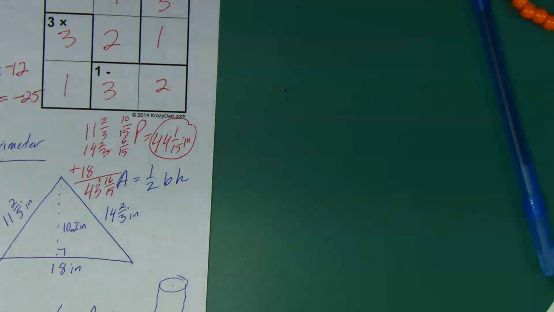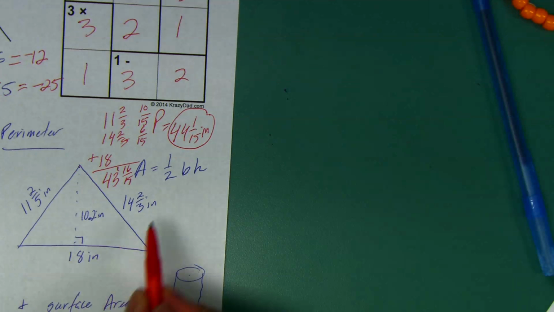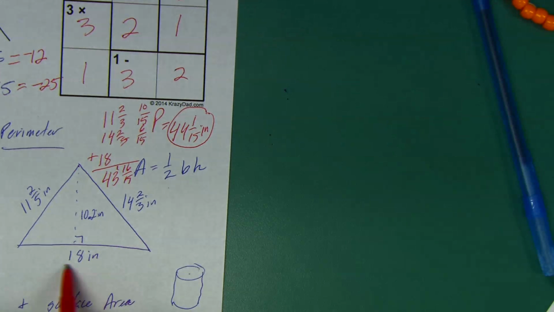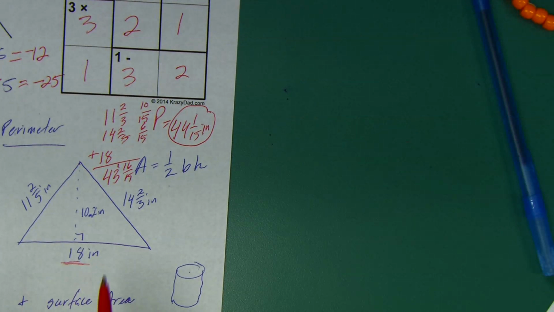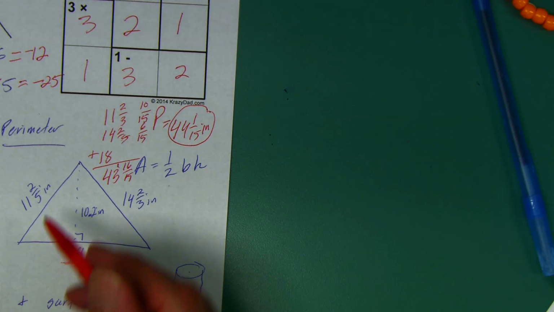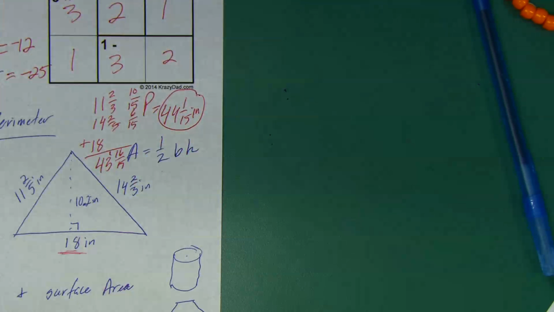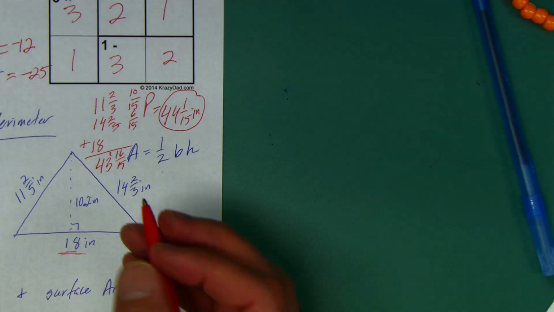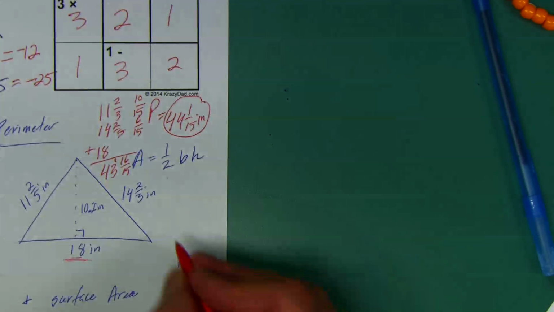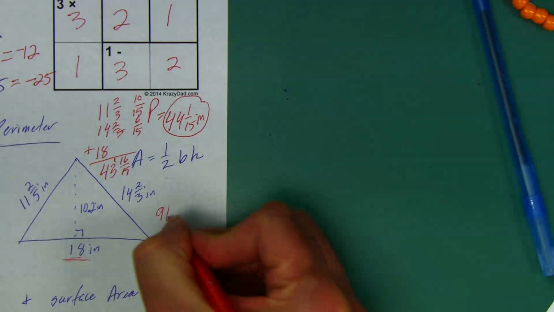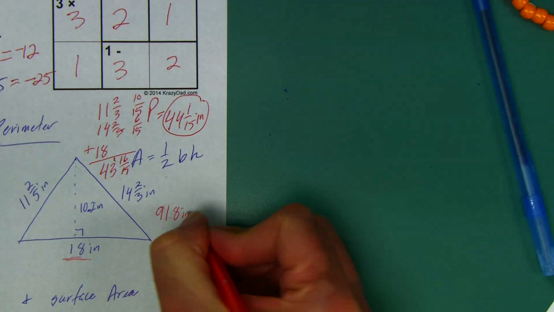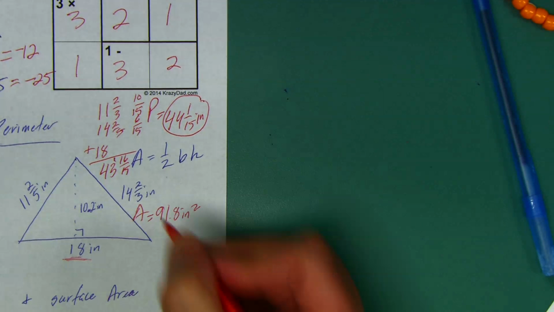Now the area, remember what we have to do there? 1/2 of the base times the height. Now I told you yesterday, if one of these numbers is even, just take half of it and multiply by the other. What's half of 18? 9. What's 9 times 10.2? Well, it's a little more than 90, right? 9 times 10 is 90. 9 times 2/10 is 1 8/10. So 91 8/10 square inches is my area.